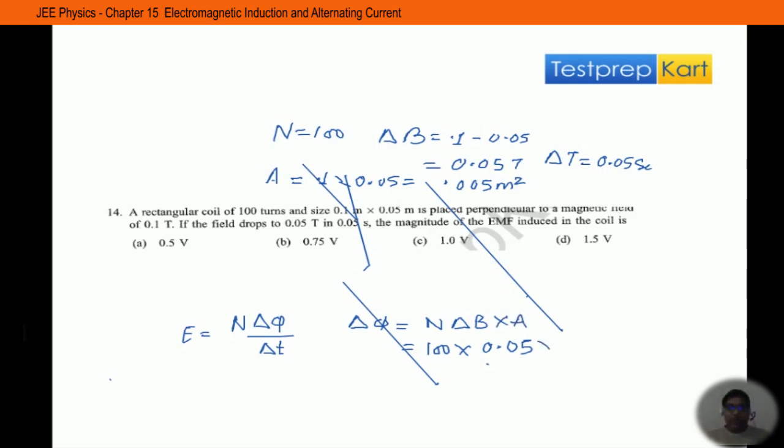So area is already we calculated that, 0.005 meter square. Okay, so for induced EMF we need to divide this quantity by change in time, that is 0.05. So these two quantities will get cancelled out and we will get 0.5 volts. So correct answer is option number A.